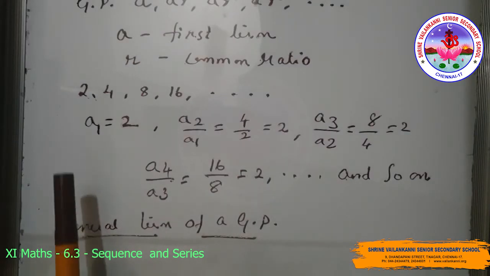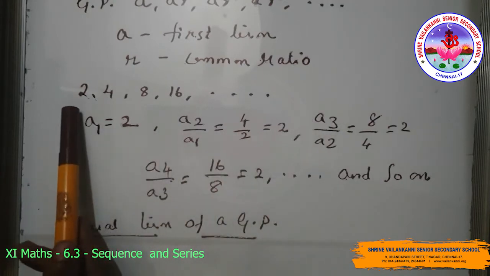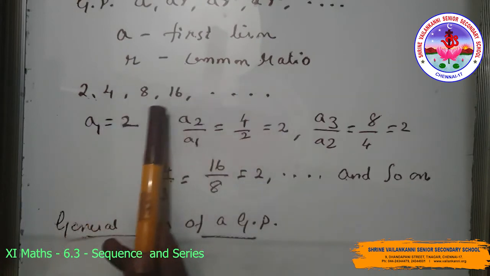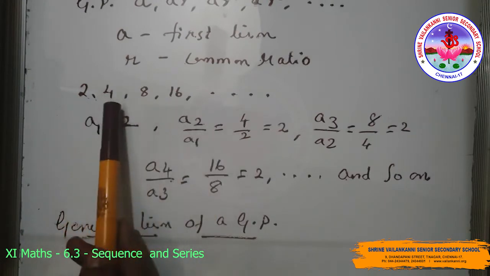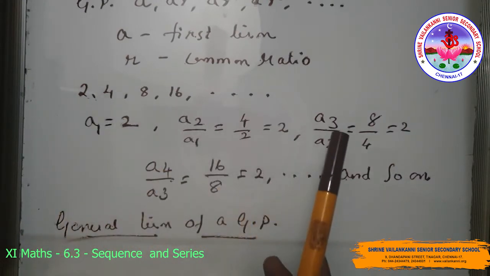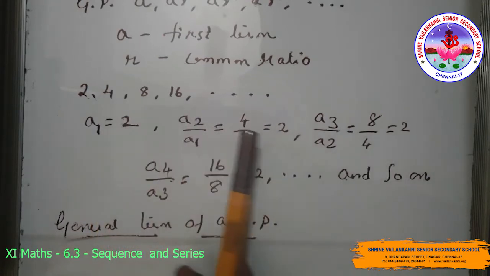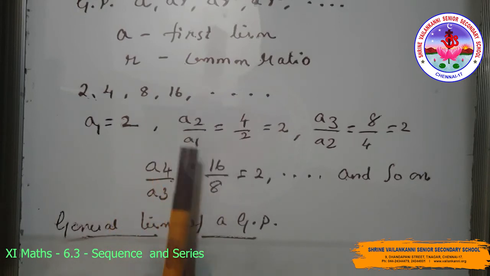Let's consider a sequence 2, 4, 8, 16, etc. The first term A1 is 2 and we find R, the common ratio, by dividing the second term by the first term, that is A2 by A1, which is 4 by 2, which is 2. A3 by A2, the third term by the second term, is 8 by 4, which is 2, and the fourth term by the third term, A4 by A3, is 16 by 8, which is equal to 2. So R is 2, the common ratio, and it goes on.